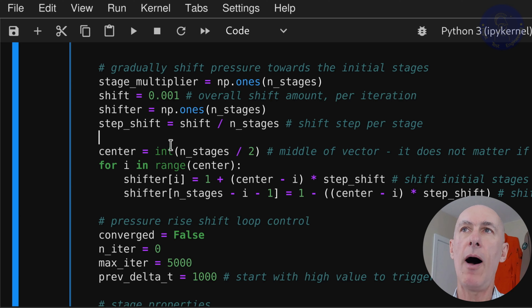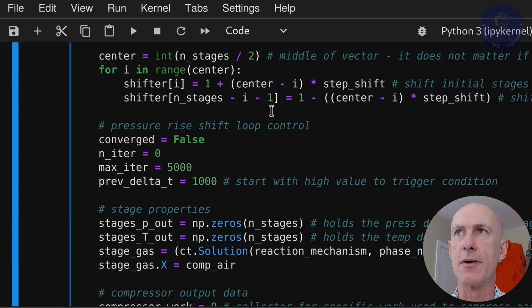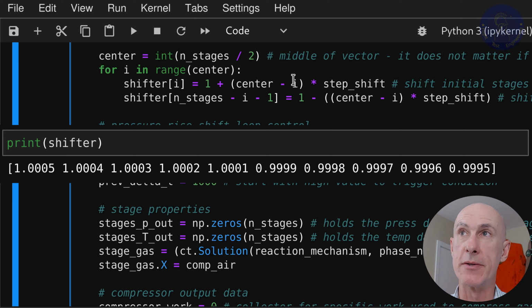But we need to go up on one side, meaning the initial stages of our compressor, and go down on the other side. The center of the vector is estimated by taking the integer division by 2, right? This is the number of stages divided by 2 and taking the integer. And it will not matter if the vector has an even number of elements, and it will work fine at the end because this is just an approximation. And next we populate the shifter by attributing values that are higher than 1 for the first half and lower than 1, but still positive, for the last half, so that when we multiply, the pressure gets shifted forward.